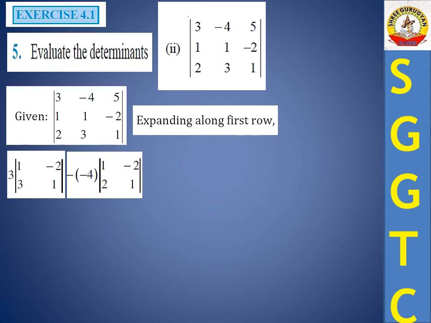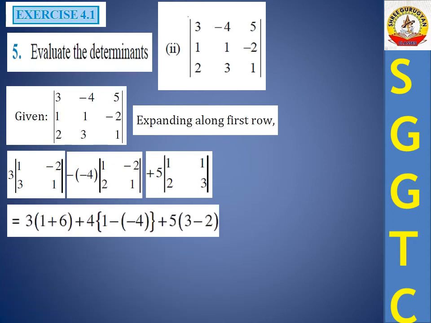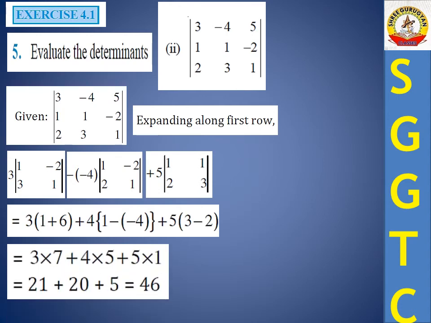Similarly, minus 4 here. Remaining data 1 minus 2, 2 1, and at the last plus 5, 1 1 2 3. Now apply similarly principal diagonals minus secondary diagonals. You get that result, and if you further calculate, definitely my answer is 21 plus 20 plus 5, it's only 46. It's numerical also, students, just only 1 mark.